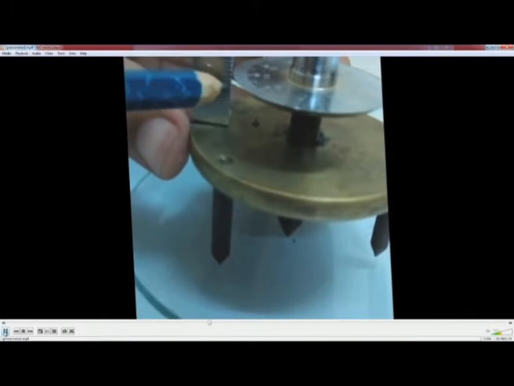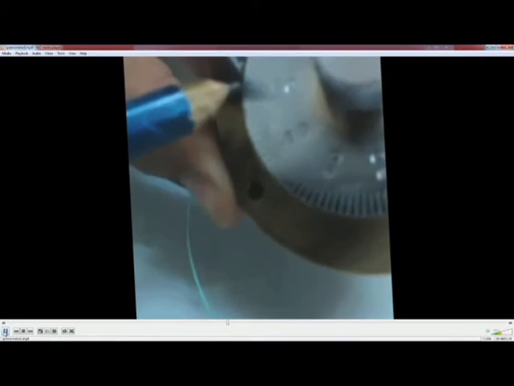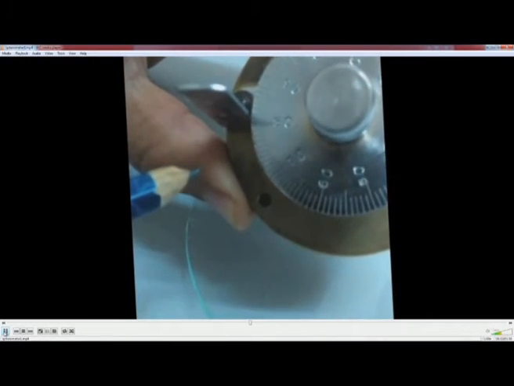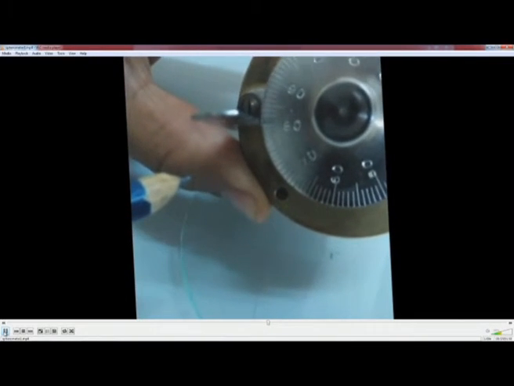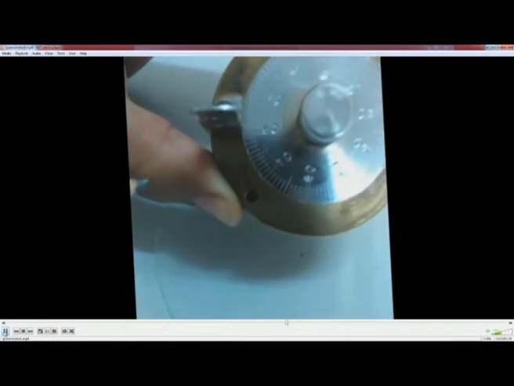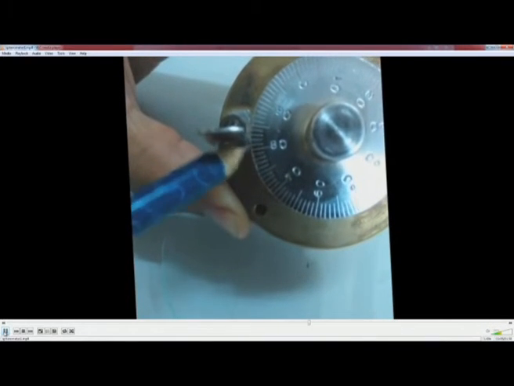Now, we have to take the reading on the vertical scale as well as on the dial rotary scale. So, this gives the h. I can see the dial is reading 81 or 82.